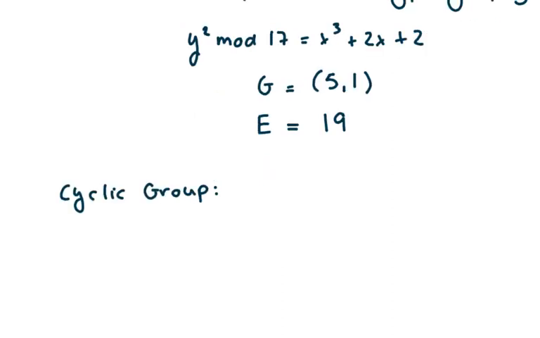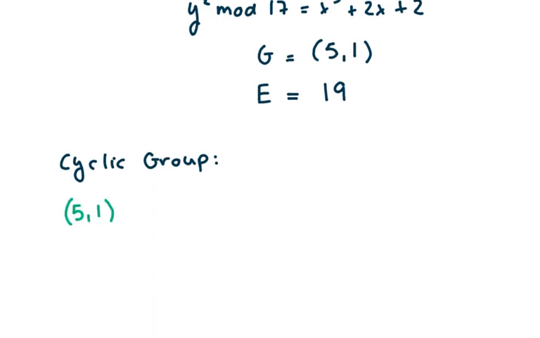So to generate this first point, or rather this second point in the cyclic group, this individual has to add g to itself. The first point in the cyclic group is just going to be the generator point of 5, 1. The next point is going to be g plus g, or 2g. The next point is going to be 3g, then 4g, 5g, so on, until a point at infinity is computed.